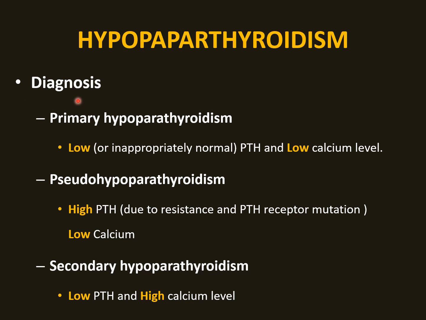Diagnosis of hypoparathyroidism. Primary hypoparathyroidism, you will see low PTH and low calcium level. Both of them are low. Pseudohypoparathyroidism, the PTH is high, but because of resistance and PTH receptor mutation, in this case the calcium will remain low, because the PTH is high but is not working. Secondary hypoparathyroidism, the PTH is low, but why? Because the calcium is high, so it is a reflex. So, secondary hypoparathyroidism.